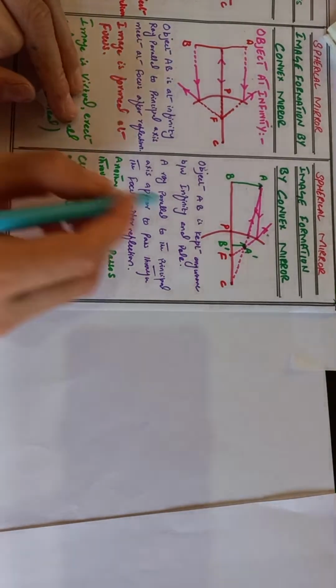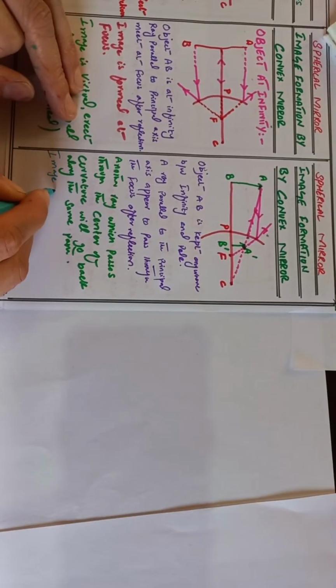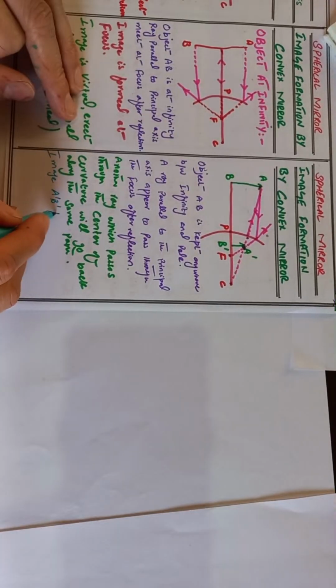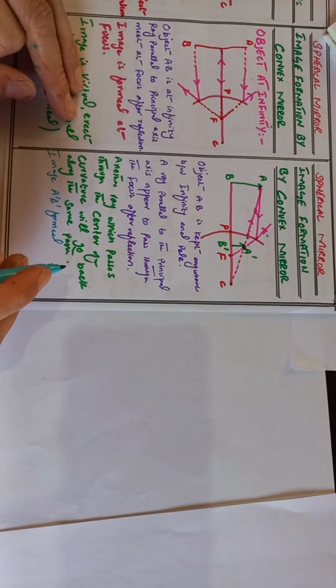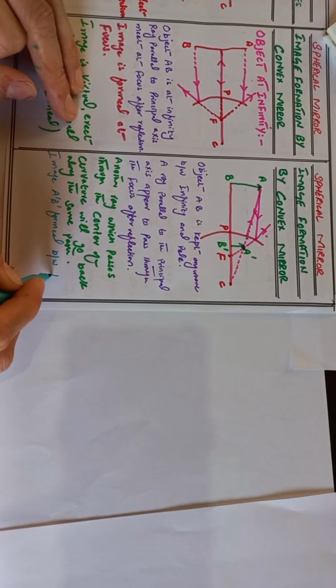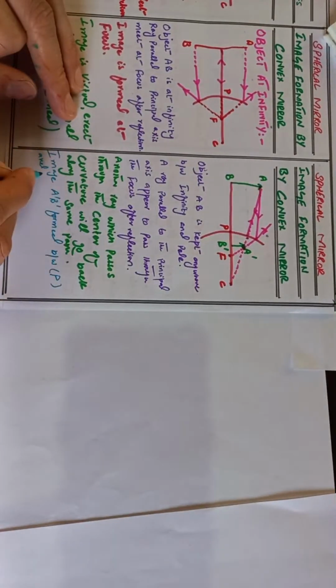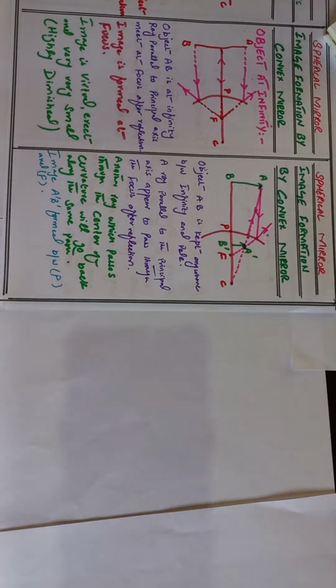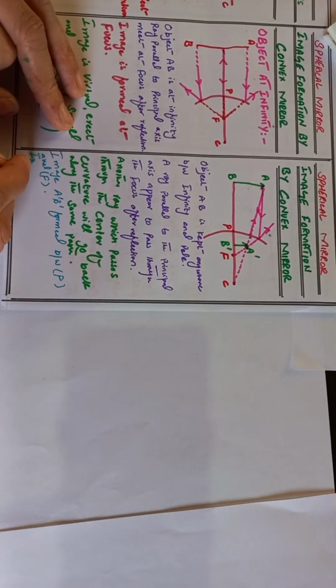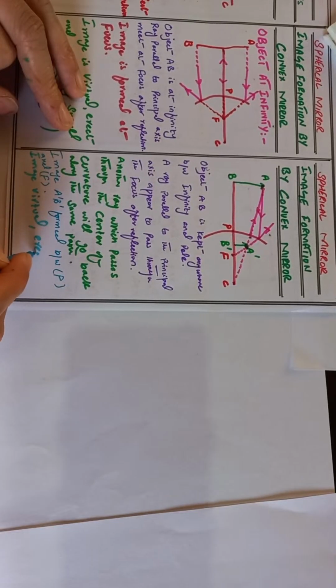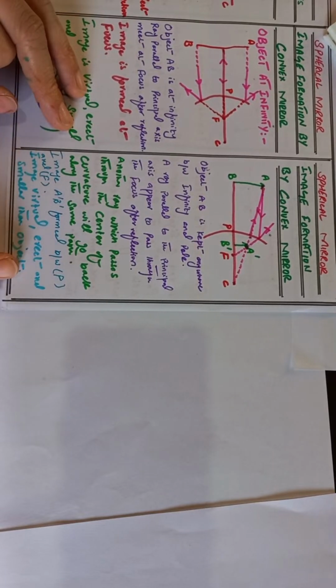Here the image A' B' is formed between the pole and focus F. The image is virtual, erect, and smaller than the object.